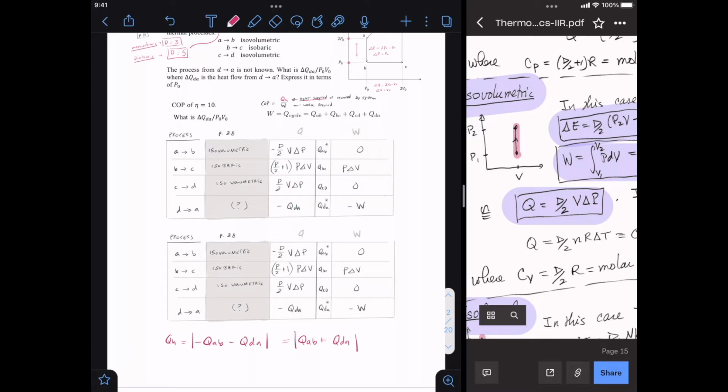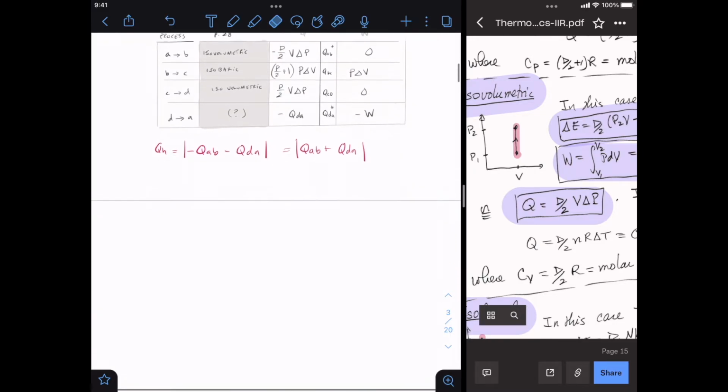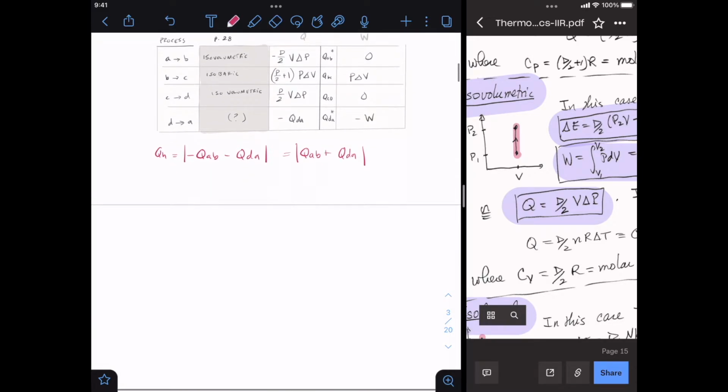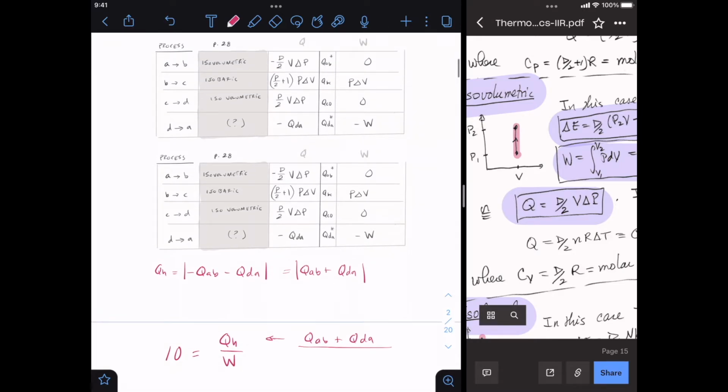Now we want to find this W for this bottom term because we have COP. We're given n equals 10 for a COP, and then we want to set up this equation for COP. We're given a coefficient of performance, so we're going to say 10 is equal to QH over W. So let's find QH. We know that's QAB plus QDA, and then divided by W, that's just going to be all of these terms added together.